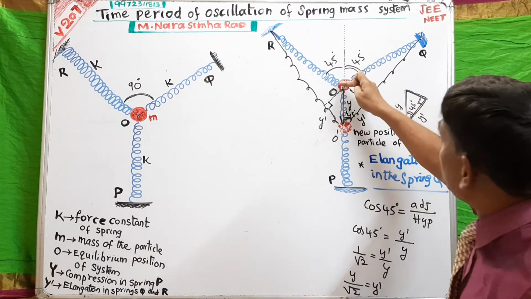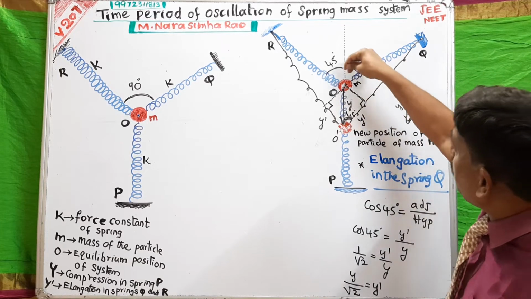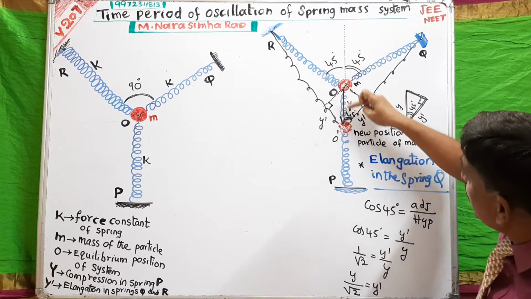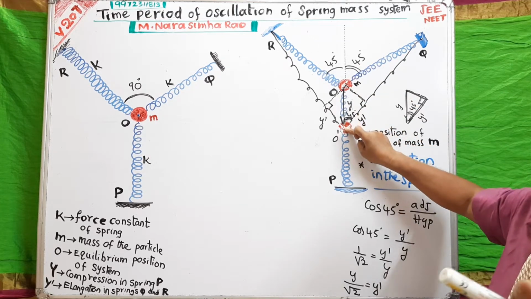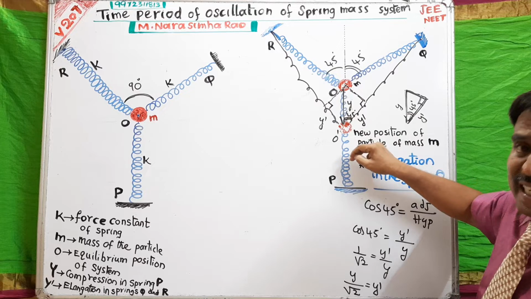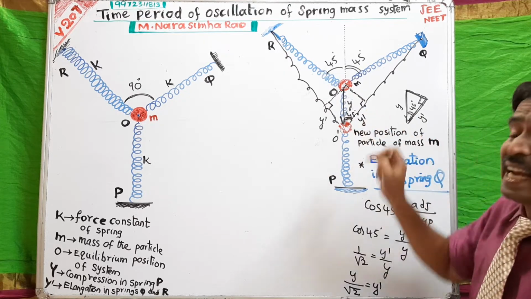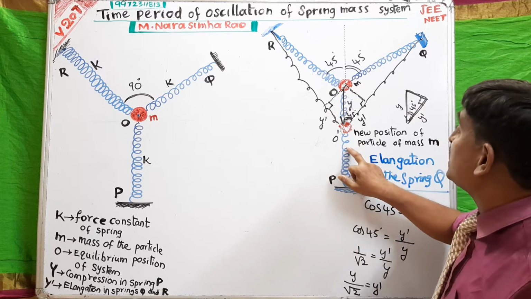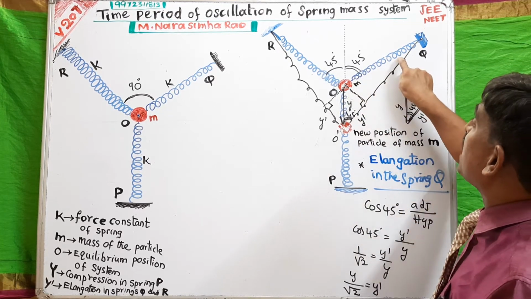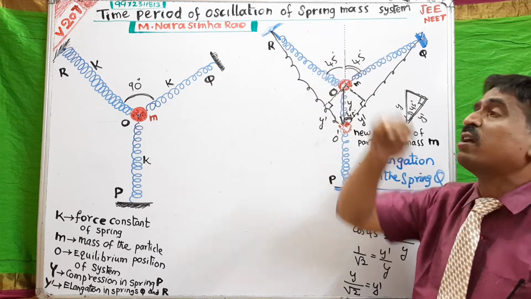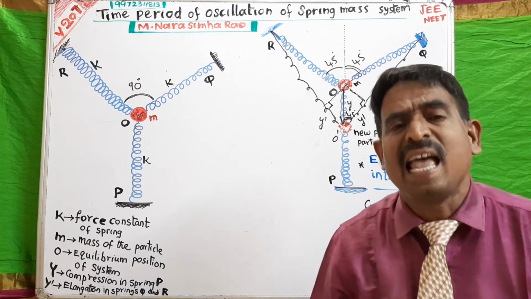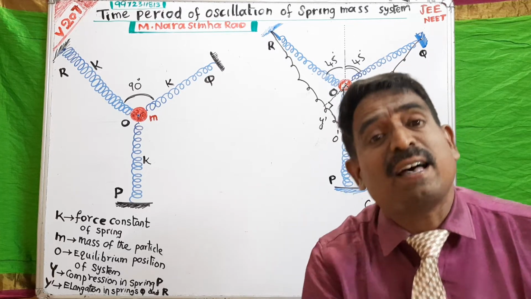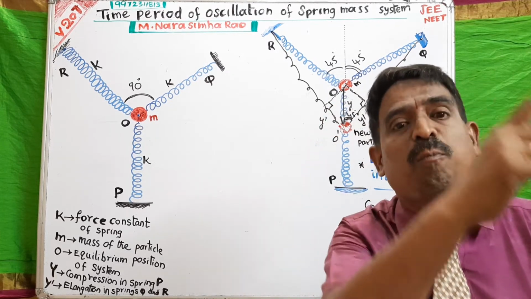Now please listen. When this particle of mass m is pressed down along the OP direction, when this particle is coming to here, immediately this spring is compressed. At the same time, restoring forces are developed in the spring. Restoring force means the force which brings the body to the original position.